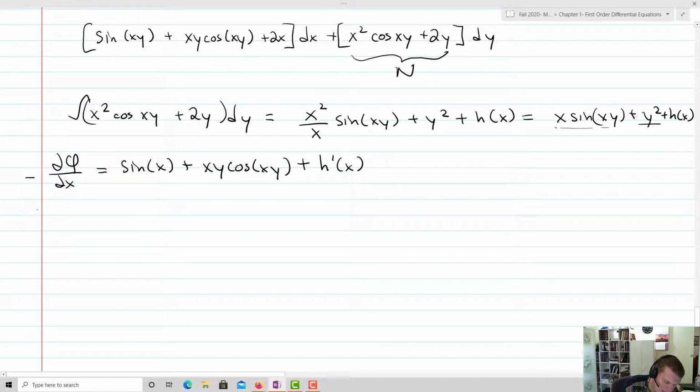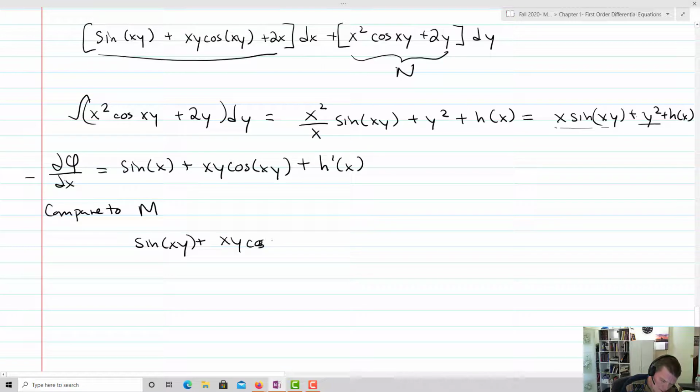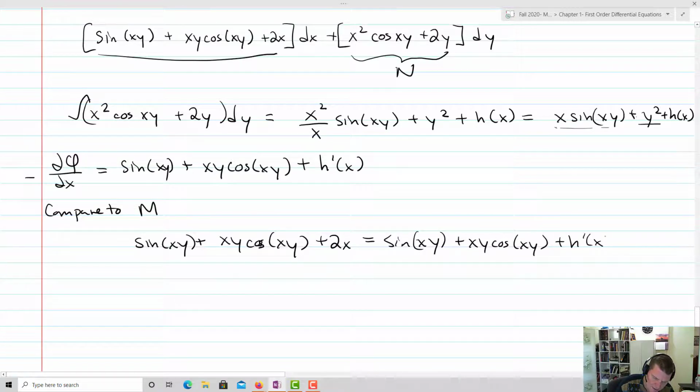Okay, now what I want to do here is compare to M. So M is this piece right here, so it's going to be sine xy plus xy cosine xy plus 2x equals sine xy plus xy cosine xy plus h prime of x. So h prime of x, what we'll see is these guys go away, right? We end up with h prime of x equals 2x.